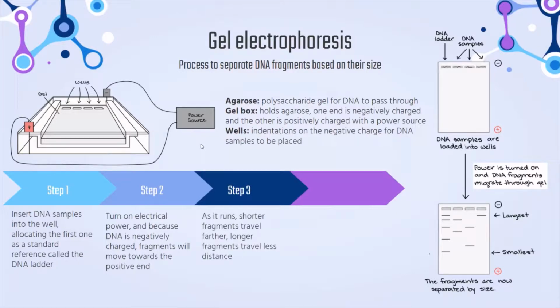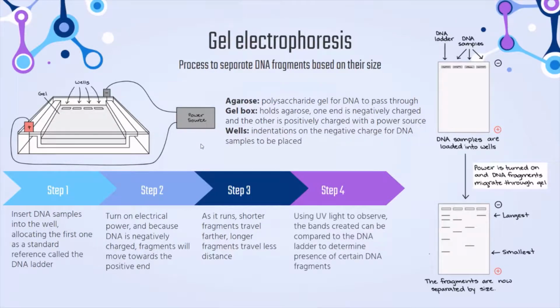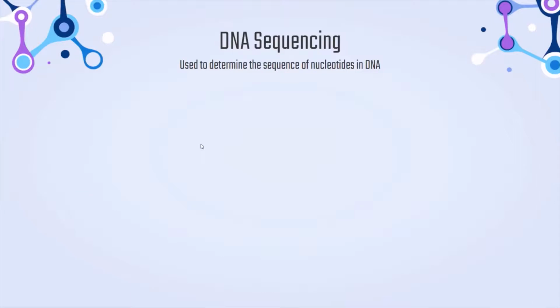In the next step, as it runs, shorter fragments will travel farther, whereas longer fragments will travel less distance. In using UV light to observe, the bands created can be compared to the DNA ladder, to determine the presence of certain DNA fragments. The final type of biotechnology is called DNA sequencing, and this is used to determine the sequence of nucleotides in the DNA.